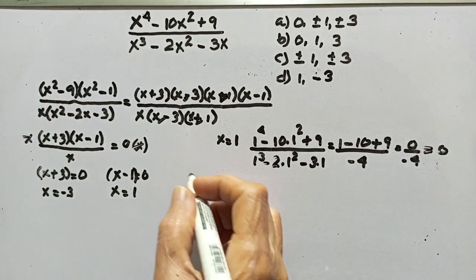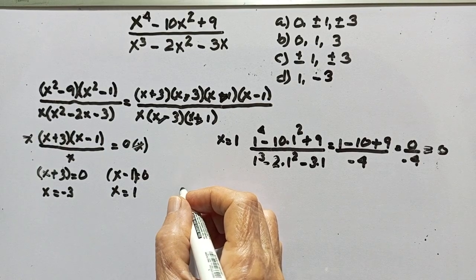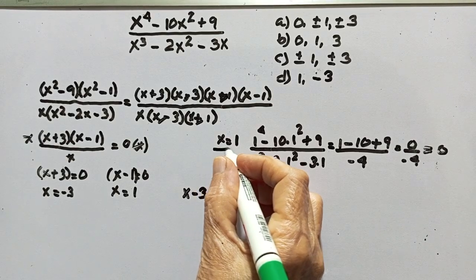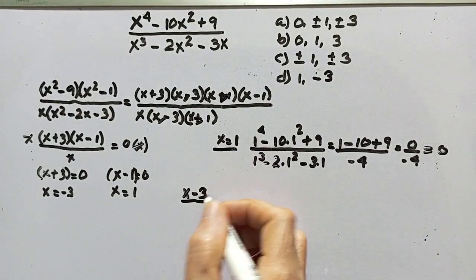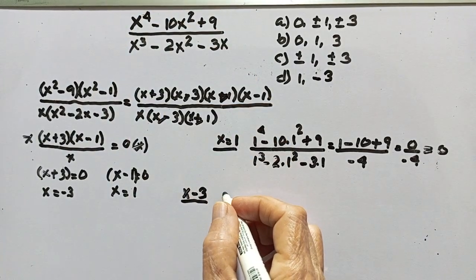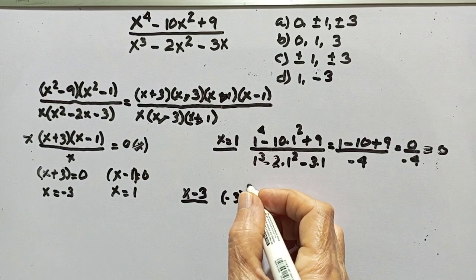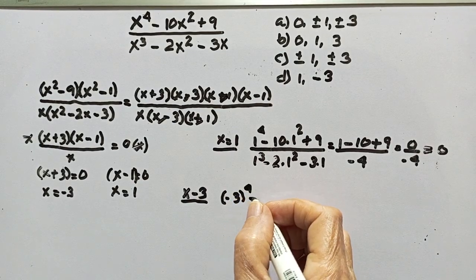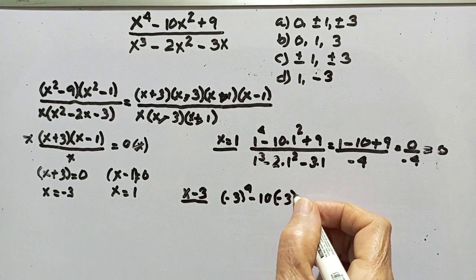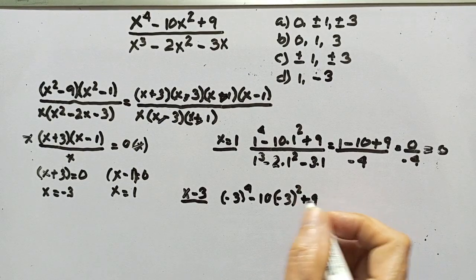Now, what about the x minus 3? So we have here x minus 3. We'll underline that one to emphasize. So we will substitute this to that one. So we have minus 3 to the 4th minus 10 times minus 3 squared plus 9.